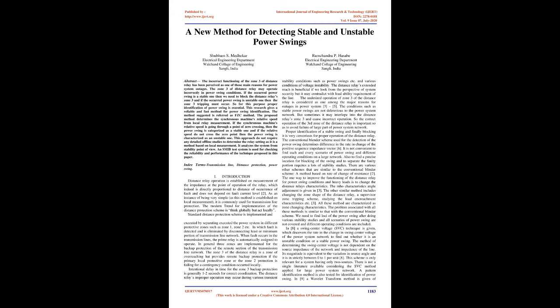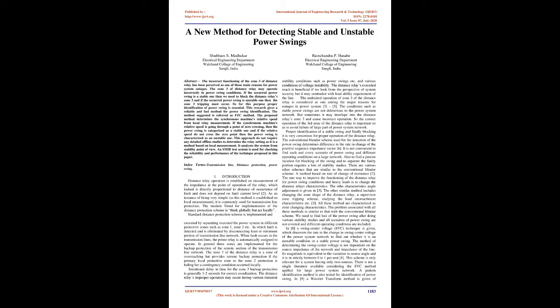A new method for detecting stable and unstable power swings. Abstract. The incorrect functioning of the Zone 3 of distance relay has been perceived as one of the main reasons for power system outages. The Zone 3 of distance relay may operate incorrectly in power swing conditions. If the occurred power swing is a stable one, then we need to block the distance relay's Zone 3, and if the occurred power swing is an unstable one, then the Zone 3 tripping must occur.